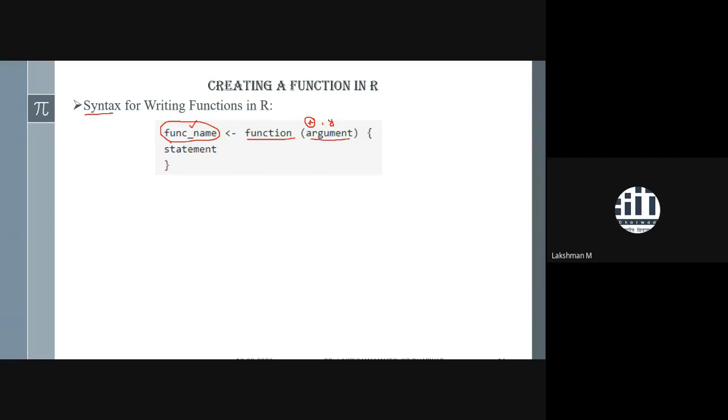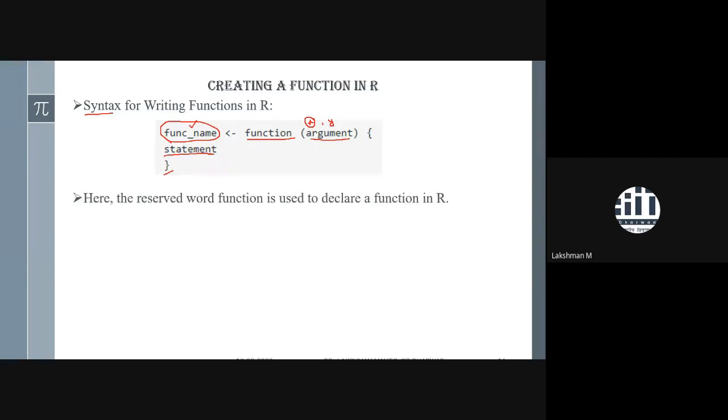Now after that argument, the curly bracket is starting. Whatever kind of function you define, you have to put the statement here. We call it the function body. You have to put it here, and then after that you have to close the curly bracket. This is the way to generate a function in R.